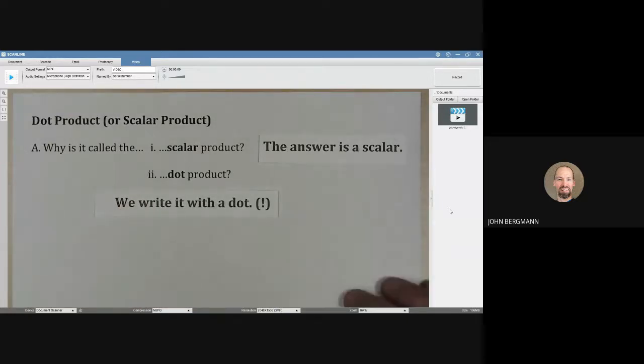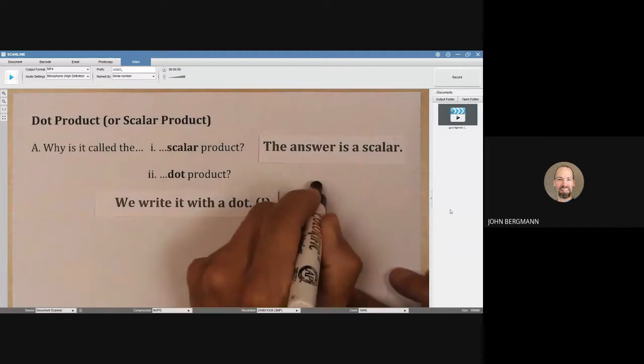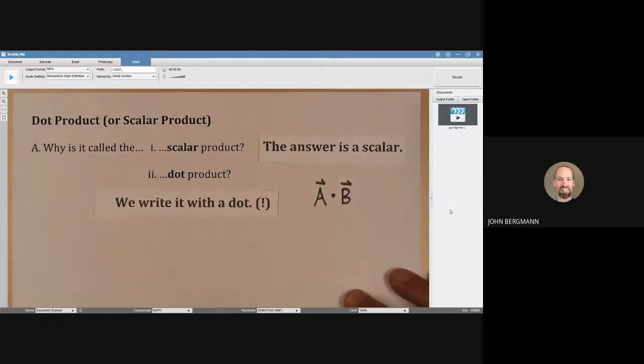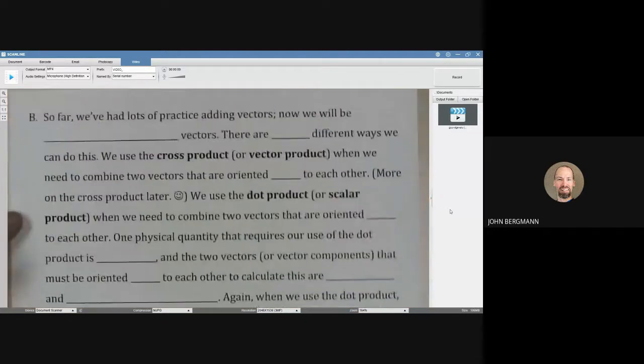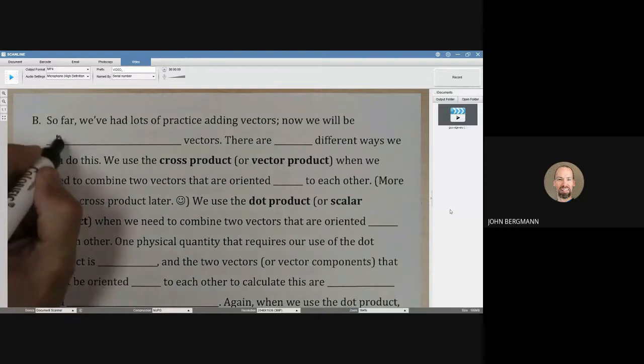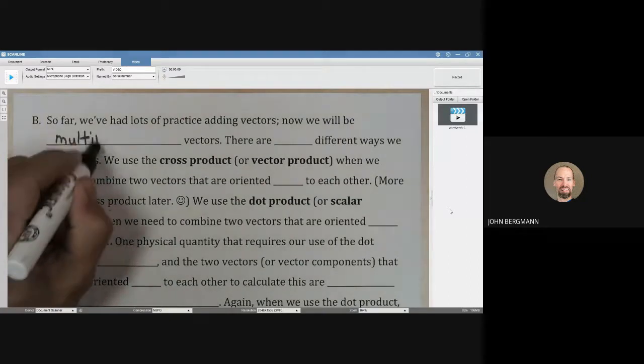If we're going to perform the dot product on two vectors A and B, we would represent it like that. And the answer that we're going to get is a scalar quantity. Let's go through a few of the basics about the dot product. So far, previously, we've had lots of practice adding vectors. Now we will be multiplying vectors.